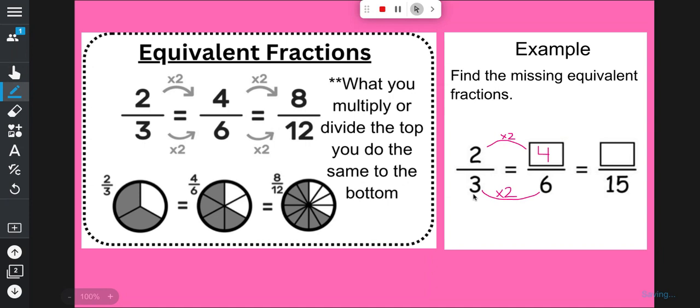We're going to start at the beginning fraction again and ask, what times 3 gets us to 15? And we know that it is times 5. So what we do to the bottom, we do to the top. 2 times 5 equals 10. Those are equivalent fractions.